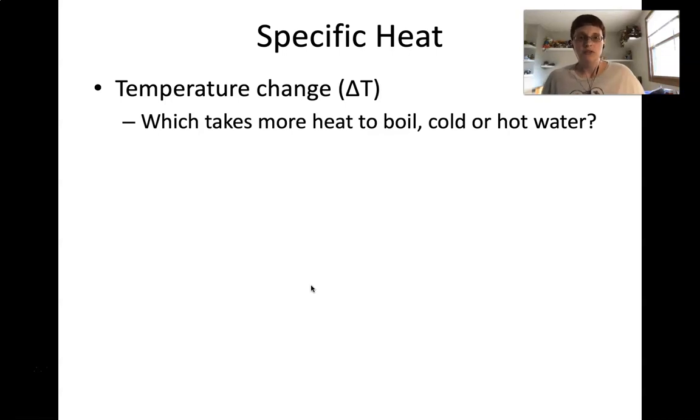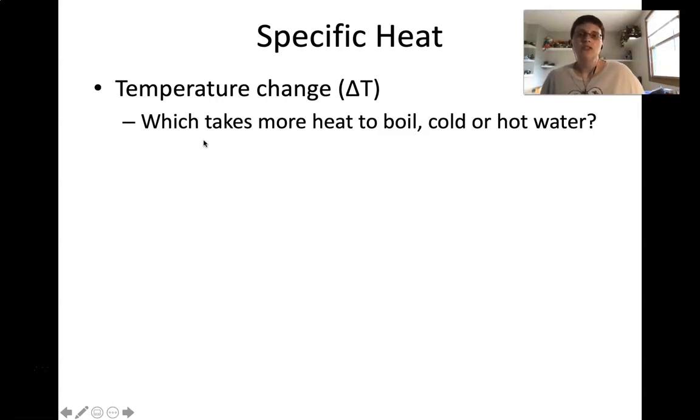So temperature change is going to be tied to this. When we see temperature change in an equation, it is represented by delta T. Delta is the triangle for the Greek delta, and then T, so delta stands for change.